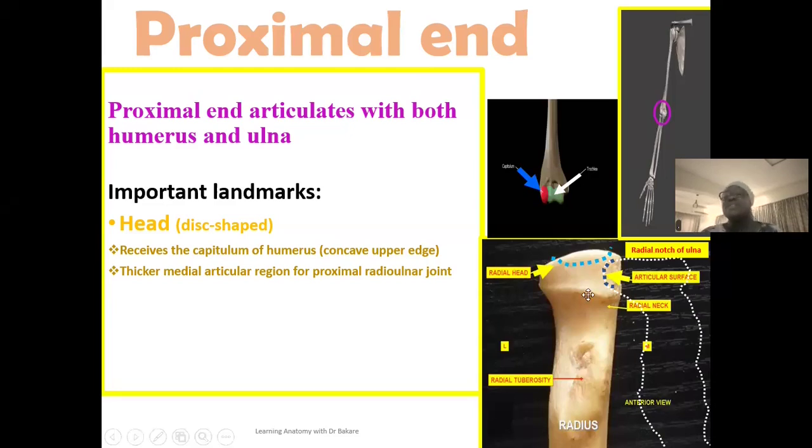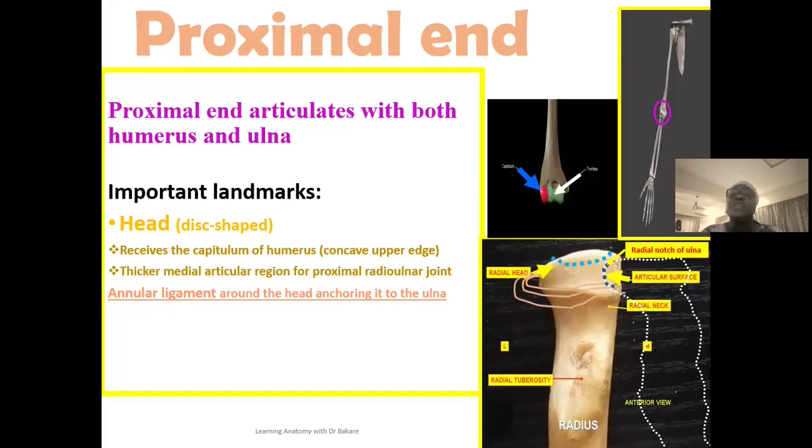So between the radius and the ulna, around the proximal region, there is a joint created, which is referred to as the proximal radioulnar joint. It is also important for us to add that the head of the radius is related to the annular ligament. The annular ligament is a ligament that is seen to surround the circumference of the head of the radius. And this is what is highlighted here in this image.